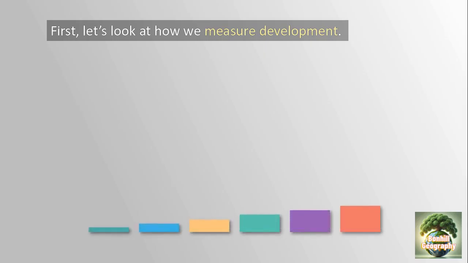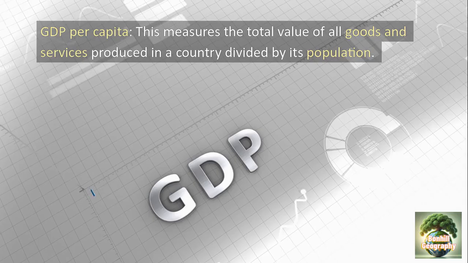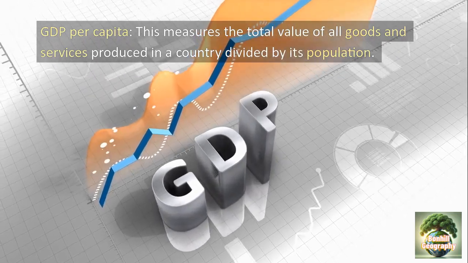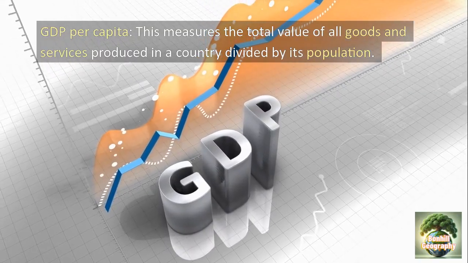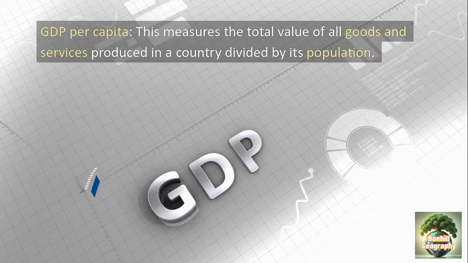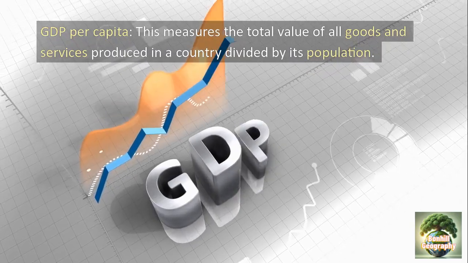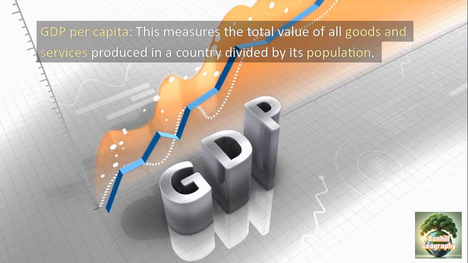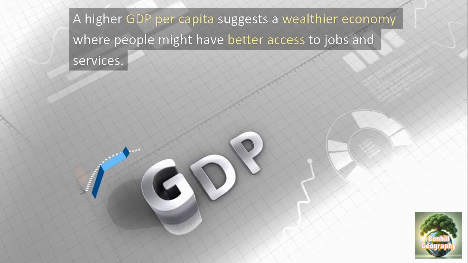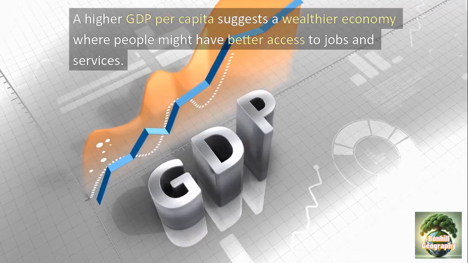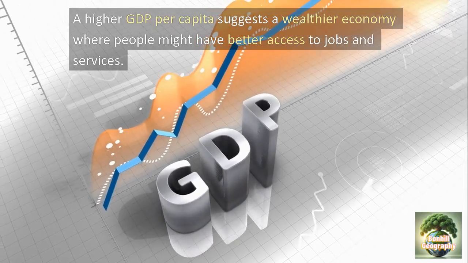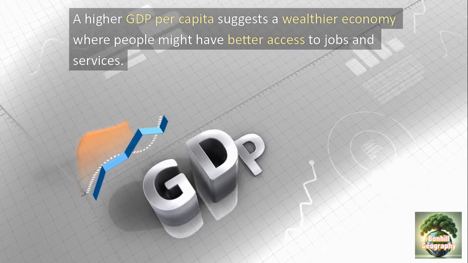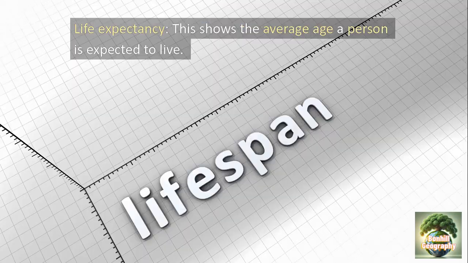Firstly, let's look at the different ways that we measure development. The first measure is GDP per capita. This measures the total value of all goods and services produced in a country, and it's divided by its population. This is the most common term used when describing a country's level of development, where we see LIC, NEE and HIC. So why is this important? A higher GDP per capita suggests a wealthier economy, where people might have better access to jobs and services. Note the word might there, we'll talk about that in a sec.